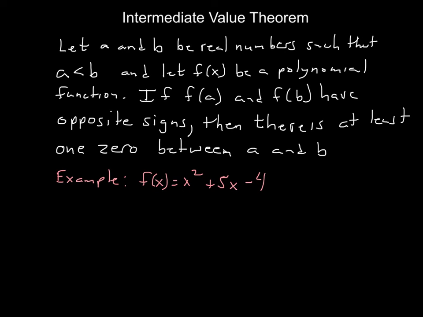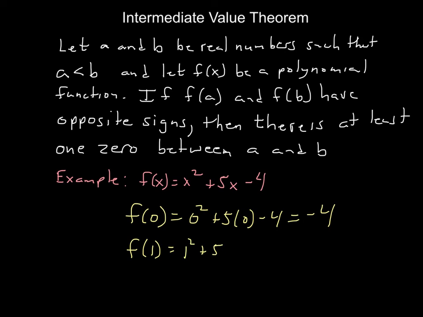So let's look at an example here. What we use this for is to identify a general location of where we might actually have a 0. In this case, I have f of x equals x squared plus 5x minus 4. If I find f of 0, well, f of 0 is equal to 0 squared plus 5 times 0 minus 4. I get negative 4. And if I find f of 1, I get 1 squared plus 5 times 1 minus 4. And the result there is going to be positive 2.